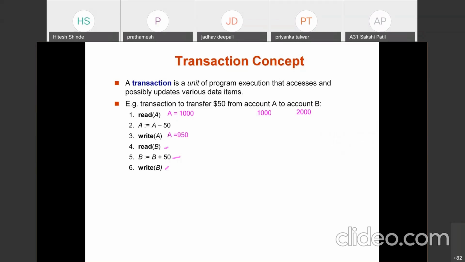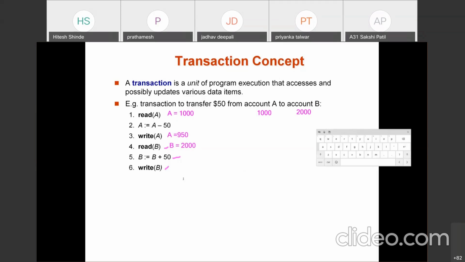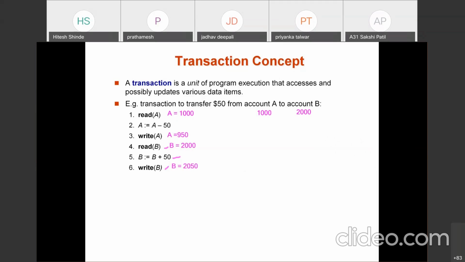950. Now it reads the value of B. What is the value of B at this stage? It is 2000. It reads the value of B, adds 50, and writes the value of B. So now B is 2050. Now here see, while we start the transaction, what is the value of A plus B?